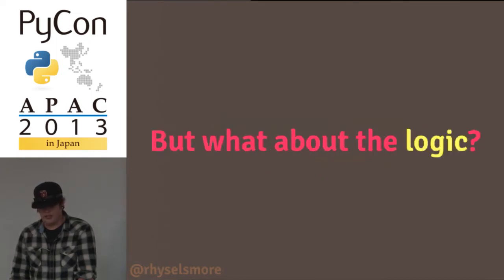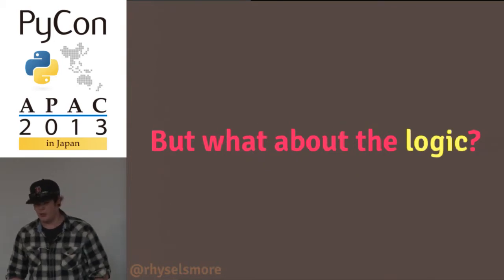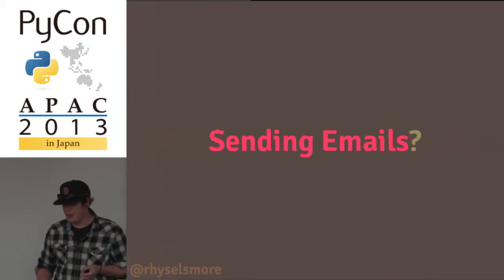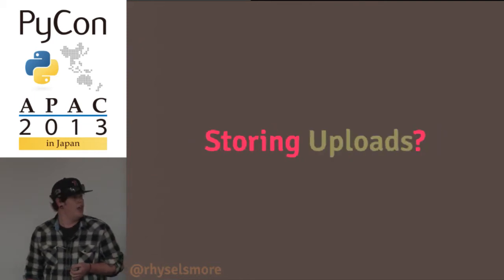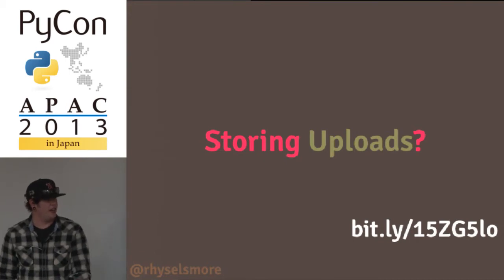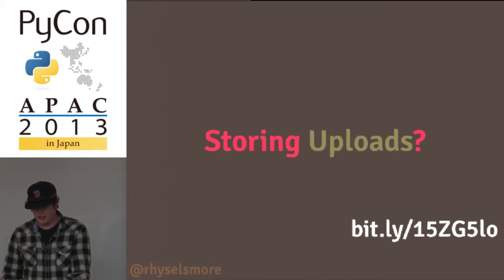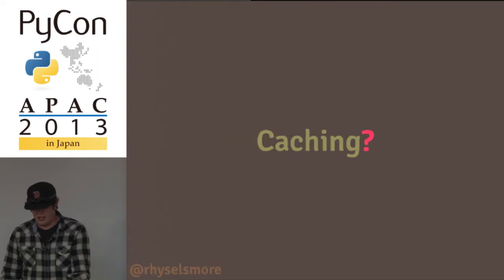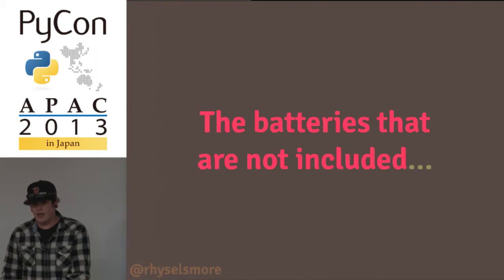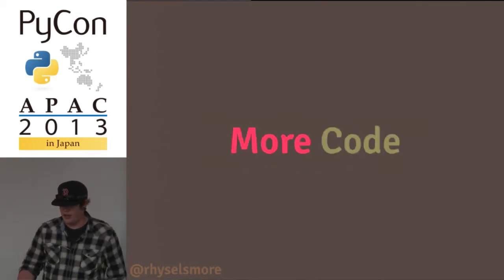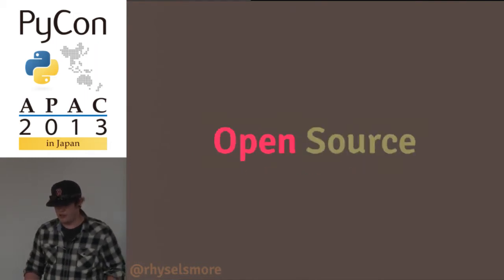But what about the logic, the business part of your application? What makes it great? I'm talking sending emails, metrics, push notifications, storing uploads. And for reference, that link down the bottom is great. It gives very good reasons why you shouldn't store your uploads to disk. I tend to use a backing system like S3. It's a pretty good read, I'd give it a go. Error tracking, caching. I'm talking about the batteries that aren't included in the frameworks. And most of the time, these are going to involve more code. And since we all use Python, most times we're going to turn to open source. So how do we find these packages?